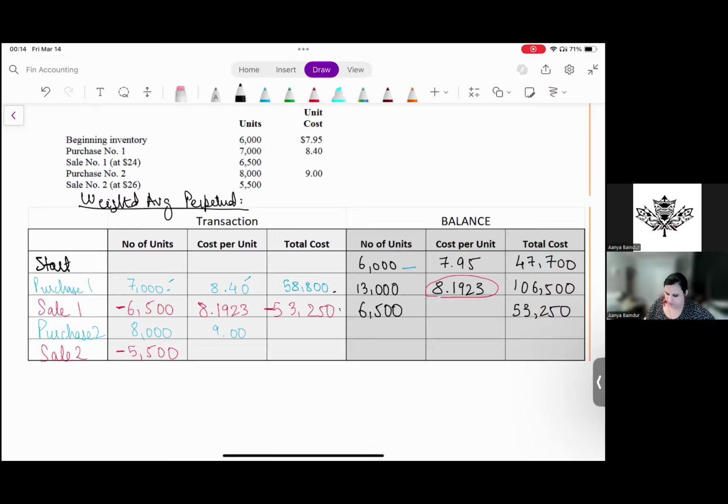Great. Now we can also find the weighted average price, but since it's a sale, there'll be no change in the cost, so it'll remain 8.1923. But if you want, you can always divide these two numbers. It will give you the same value.